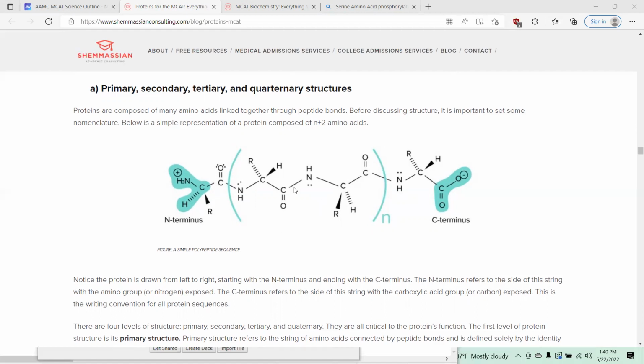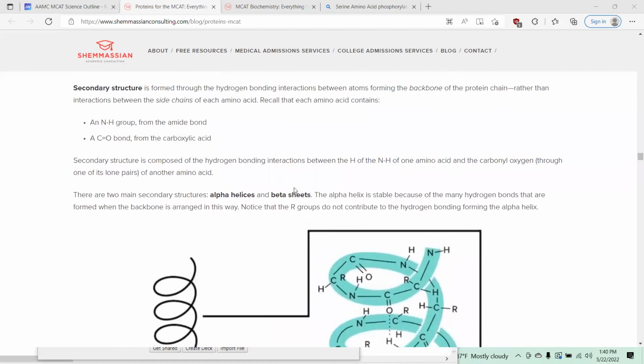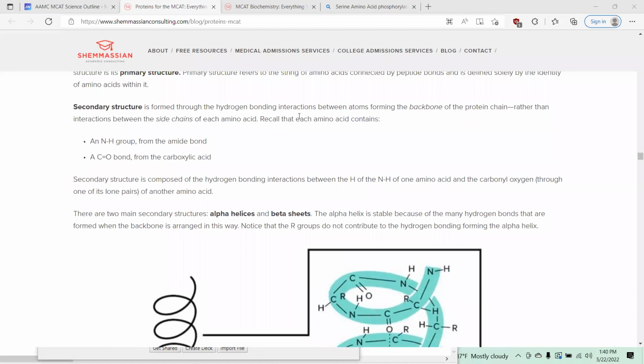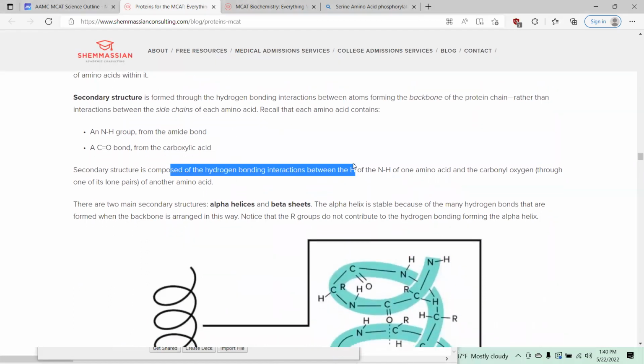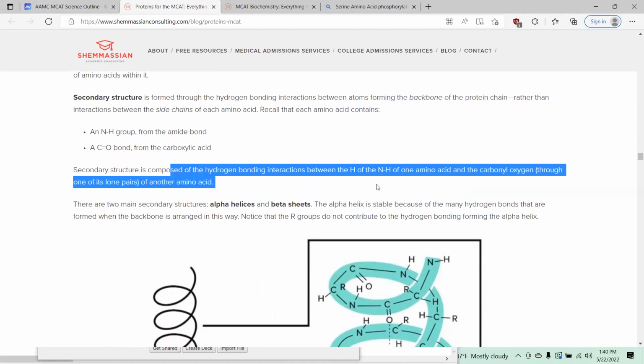And secondary structure gets a little bit more complicated than that because we have these patterns that we see. So again, secondary structure is composed of the hydrogen bonding interaction between the H of the NH of one amino acid and the carbonyl oxygen of another amino acid. So yes, Lamisha, that's correct, just between these two.